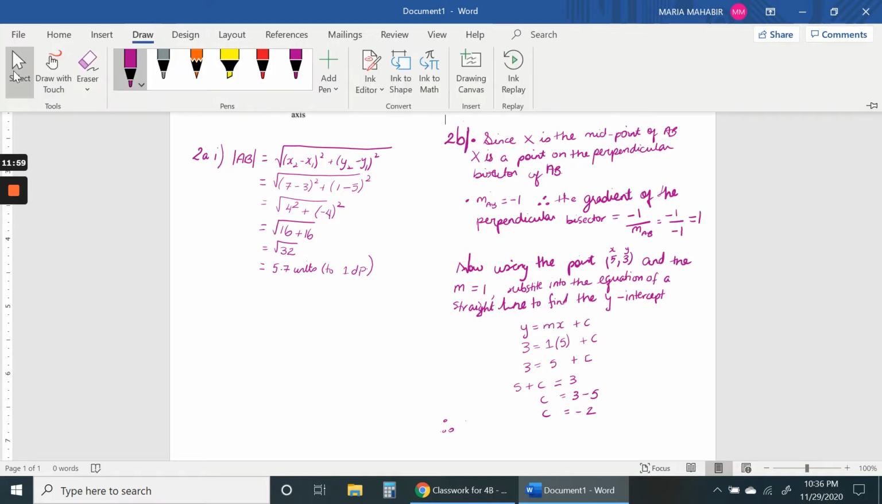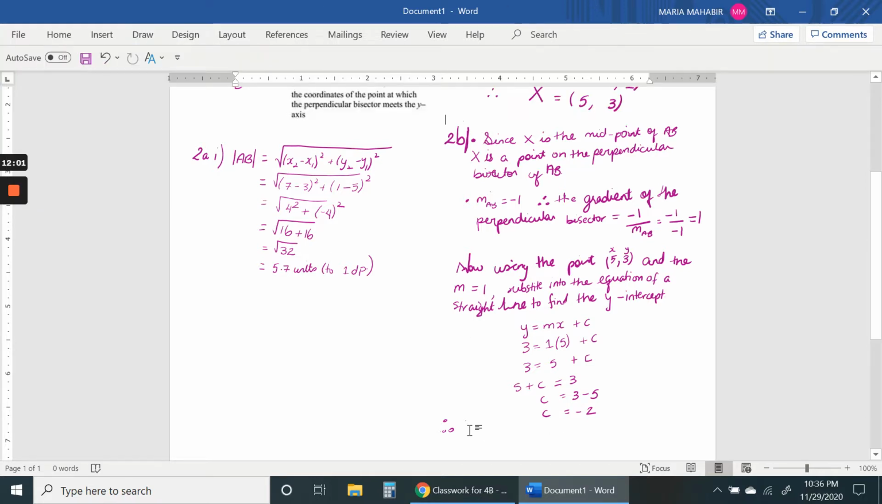Alright, the pen is giving some problems, so we're just going to type. So therefore the equation of the perpendicular bisector is y equals, remember it's 1x so we don't have to write 1, minus 2. So y equals x minus 2 is the equation of the perpendicular bisector.